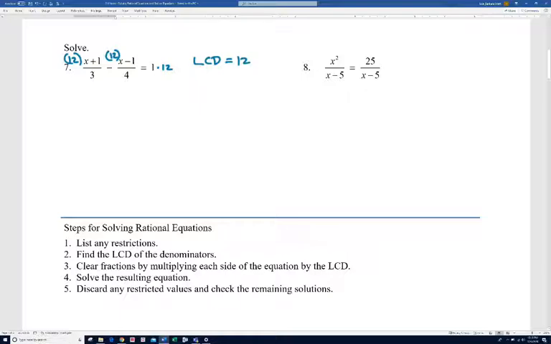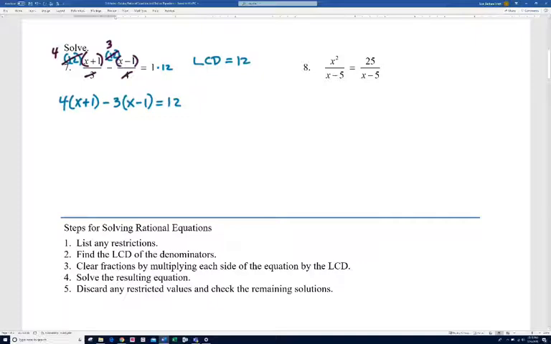So notice for the first product here, 12 divided by 3 is 4, and we're left with 4 times x plus 1. And then for the second term, when you multiply by 12, 12 divided by 4 is 3, and you're left with minus 3 times x minus 1. And then on the other side you have 12. All right, so that's the C, clear fractions, we've done that.